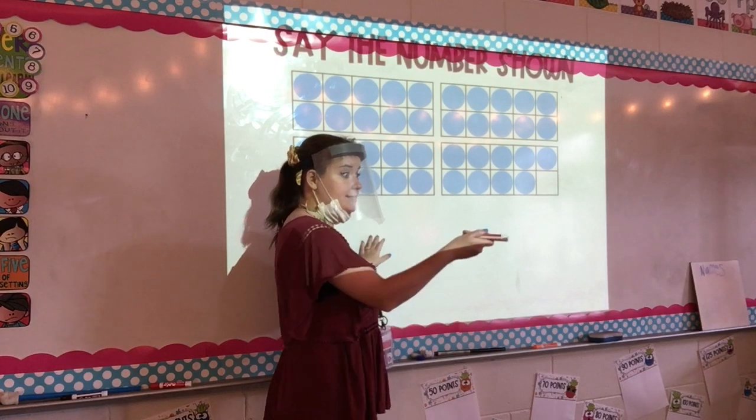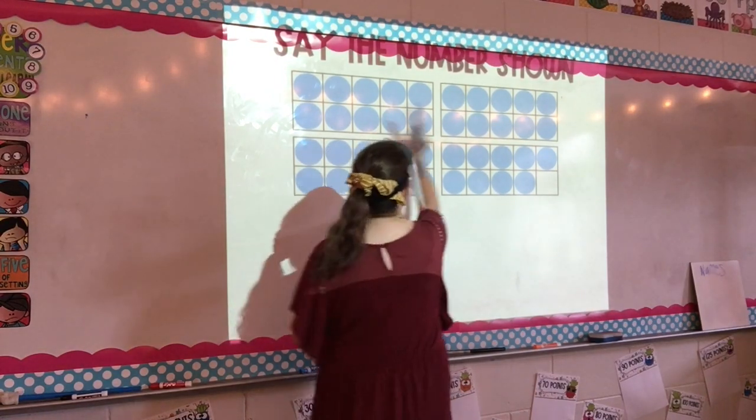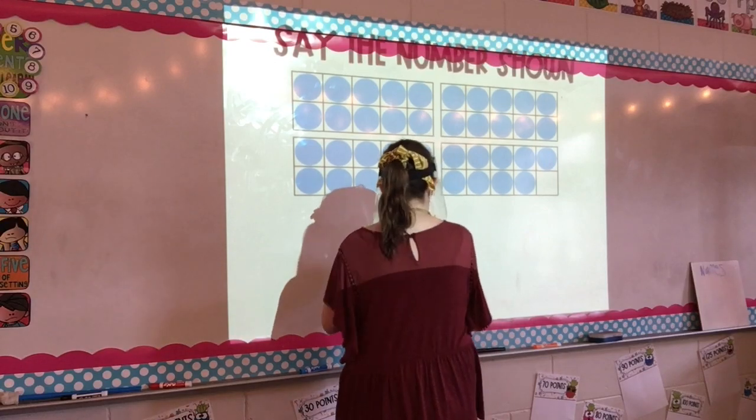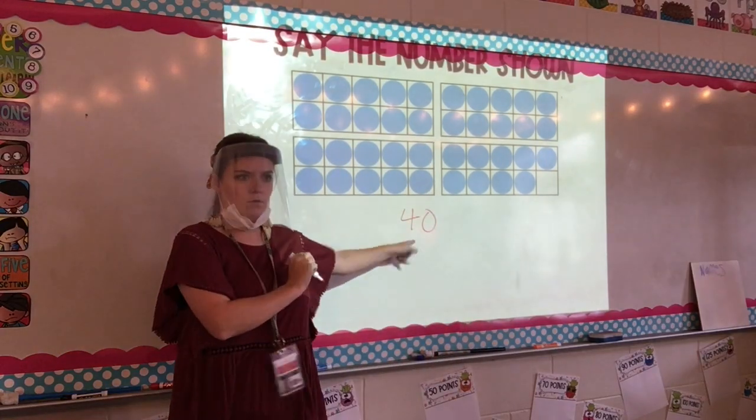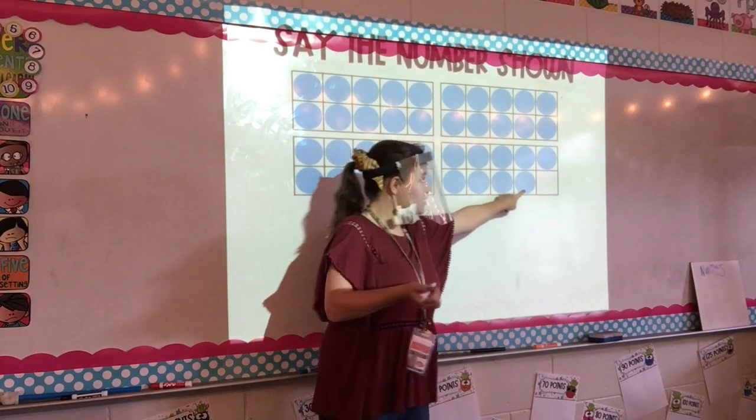Use the tens and skip by tens. I can count by tens. So, can I do this? 10, 20, 30, 40. My number is 40. Why not? 10, 20, 30, 40. Because there's one missing.